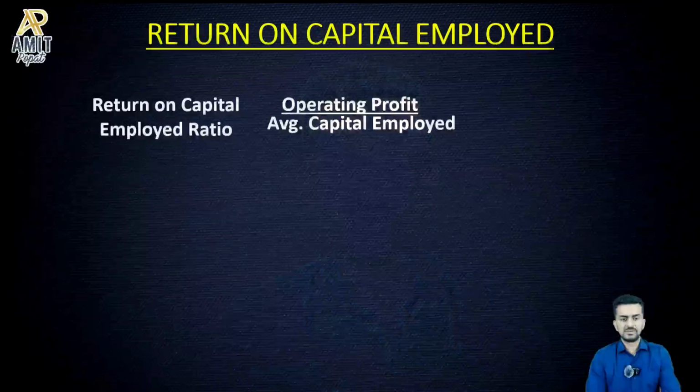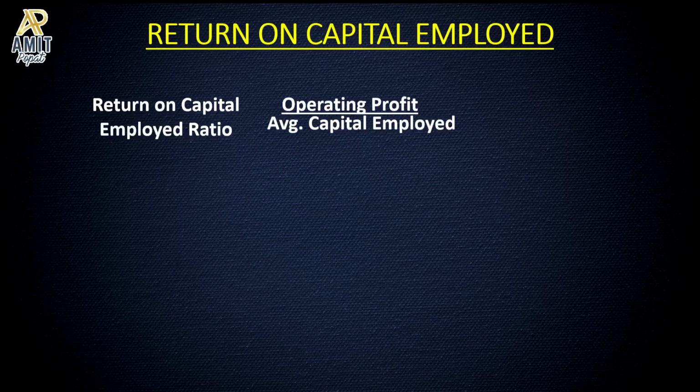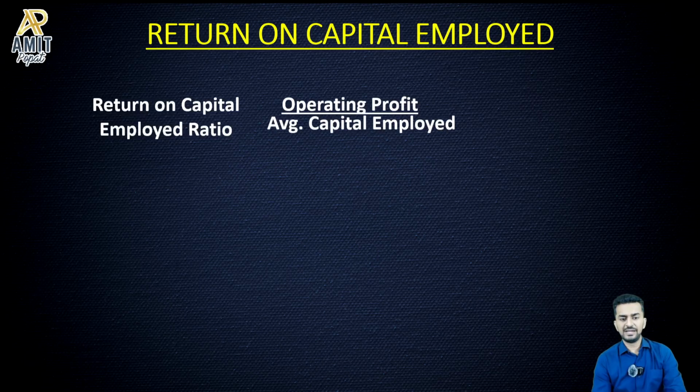So, let's continue further. The next ratio that I calculated is the return on capital employed. It is operating profit divided by capital employed. And if you want that in terms of percentage, you can, of course, multiply it with 100 and you will get that.